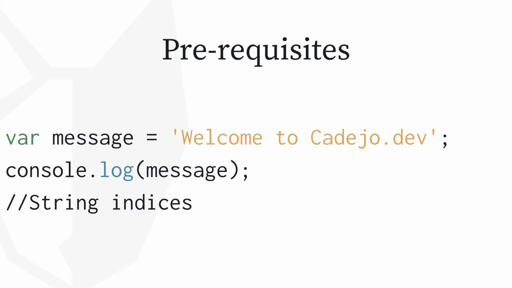If you have been watching these videos, you basically already know that I want you to be able to understand these two lines of code: the "Welcome to Cadejo.dev" string, and the console.log. But for this video, I also want you to be able to tell me what's a string and what's an index inside that string. If you don't know that, that's okay.